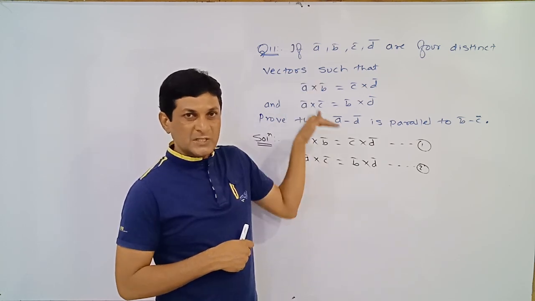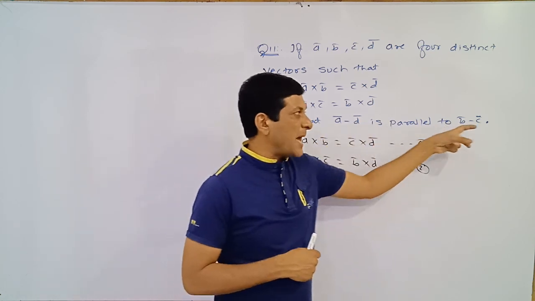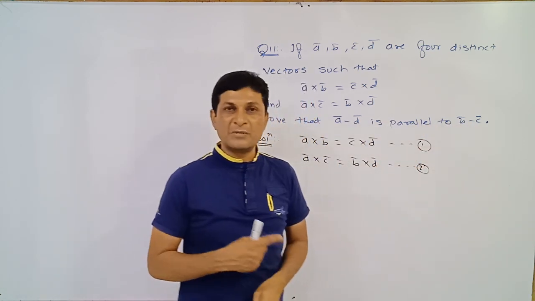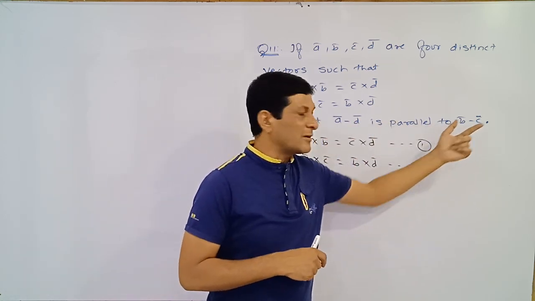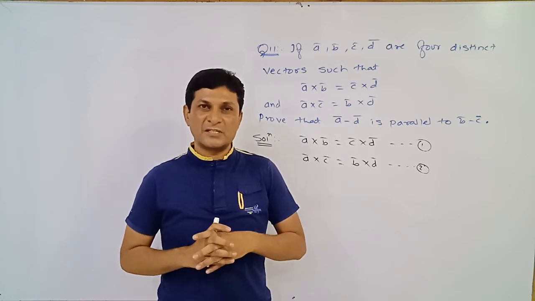So using this, we have to show that a bar minus d bar is parallel to b bar minus c bar. a bar minus d bar is parallel to what? b bar minus c bar. Means in short, we have to show that these two vectors are what? Parallel to each other. And we have some conditions to show that vectors are parallel.